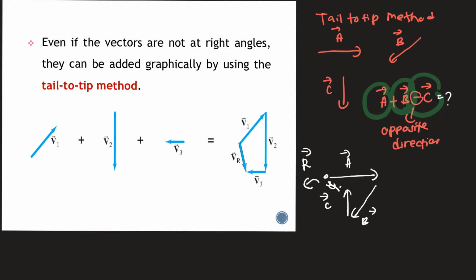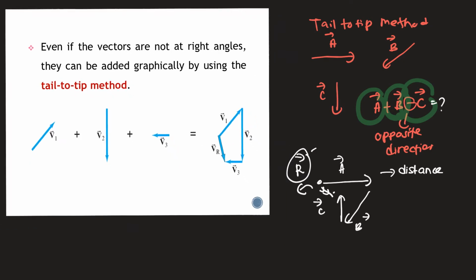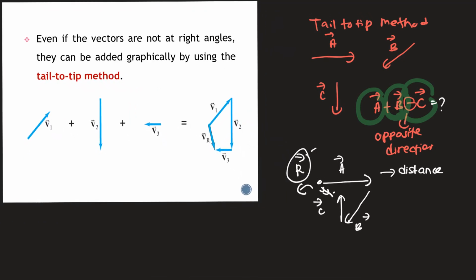Okay, what does it mean by resultant? Basically here you can see that A plus B plus C is basically distance. The shortest distance, basically a displacement, is represented by R. Or you can actually say that, let me give you another example. You have one person, and that person is so popular.